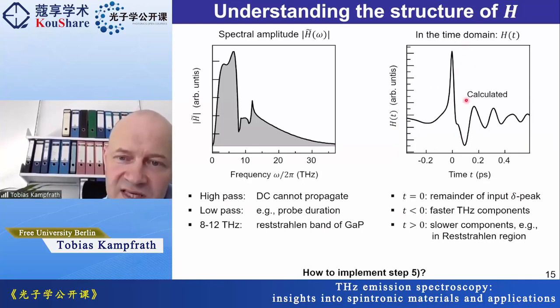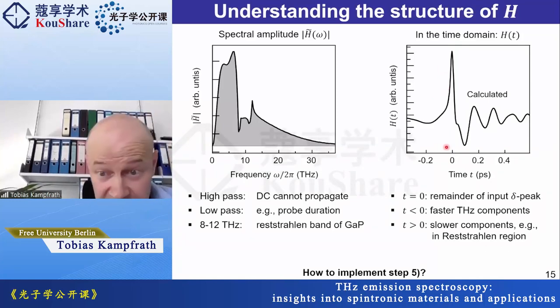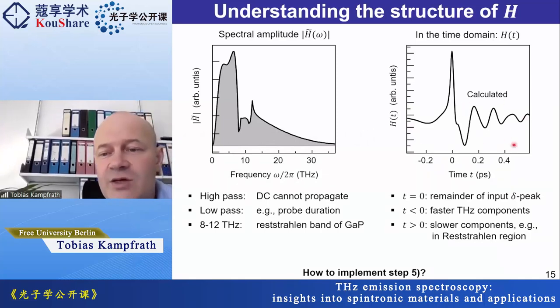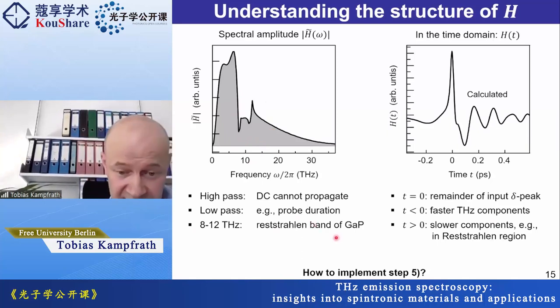And you see indeed here at time zero, we still get a signature of this delta pulse. This looks like a very sharp peak. So it's a remainder of the delta pulse that we have sent into the setup. However, we also have a signal at negative times. This means here we detect terahertz components which are faster than our probe pulse. Yeah, they propagate faster through the detection crystal than our probe pulse. And finally here, at positive times, we also see signals, and they come from slower components of the terahertz pulse, for example, in these frequency regions, which are sometimes called the Reststrahlen bands of the crystal gallium phosphide.